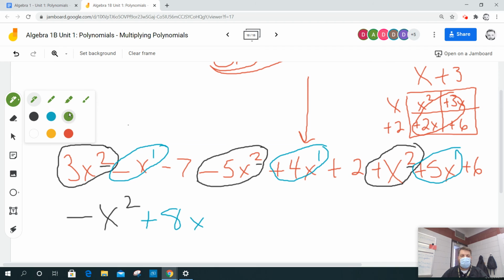Lastly, what I'm going to do is take the constants. So I've got -7 plus 2 plus 6. 6 plus 2 is 8. 8 minus 7 is 1.